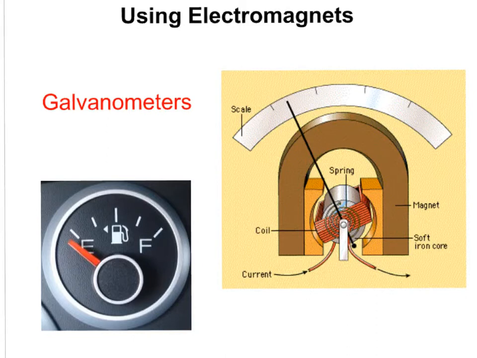In a galvanometer, the electromagnet is connected to a small spring. And when there's a current in the electromagnet, it rotates until the force by the spring is balanced by the magnetic forces on the electromagnet here. Changing the amount of current changes the strength of the force between the electromagnet and the permanent magnet. The amount that the needle rotates is related to the amount of current in the electromagnet. And if this is calibrated, it can be used to measure the current in a circuit.